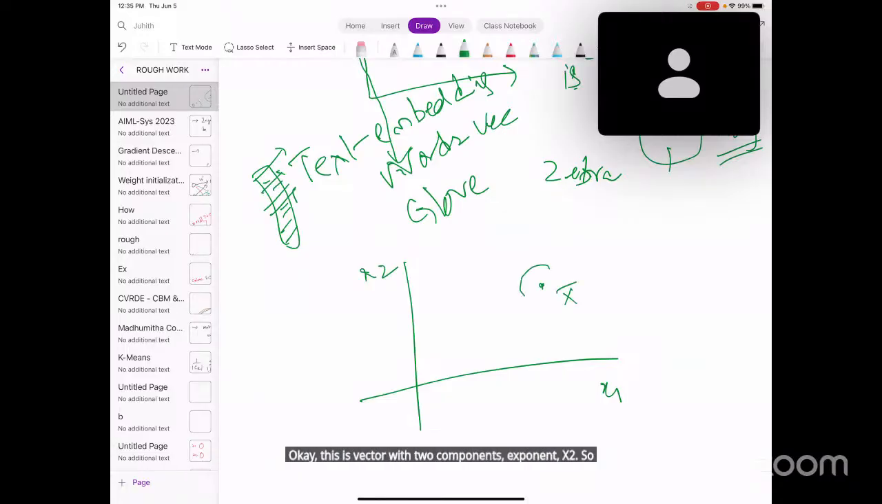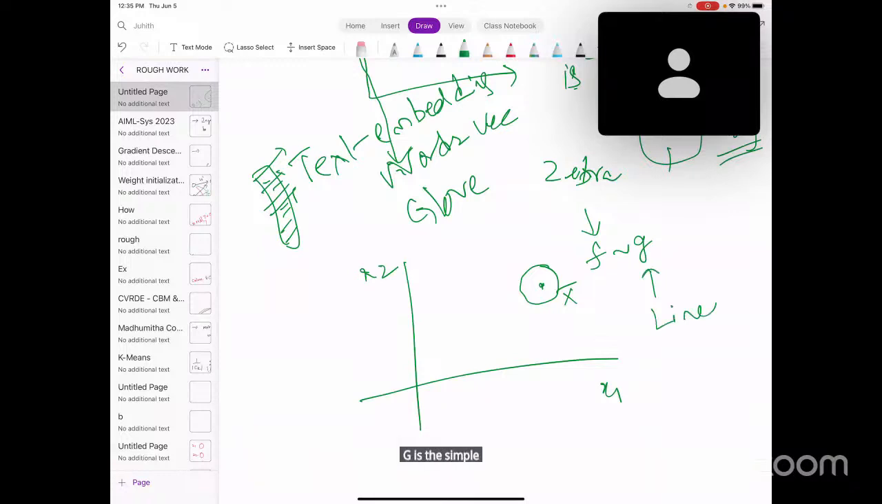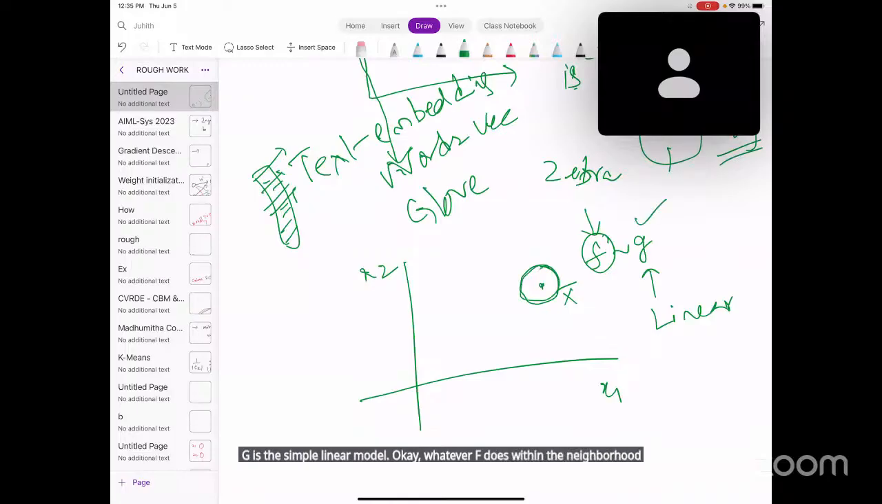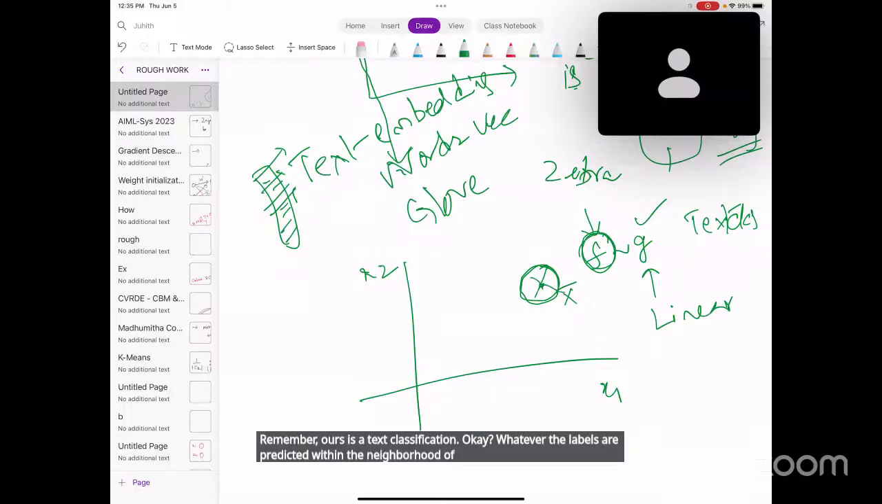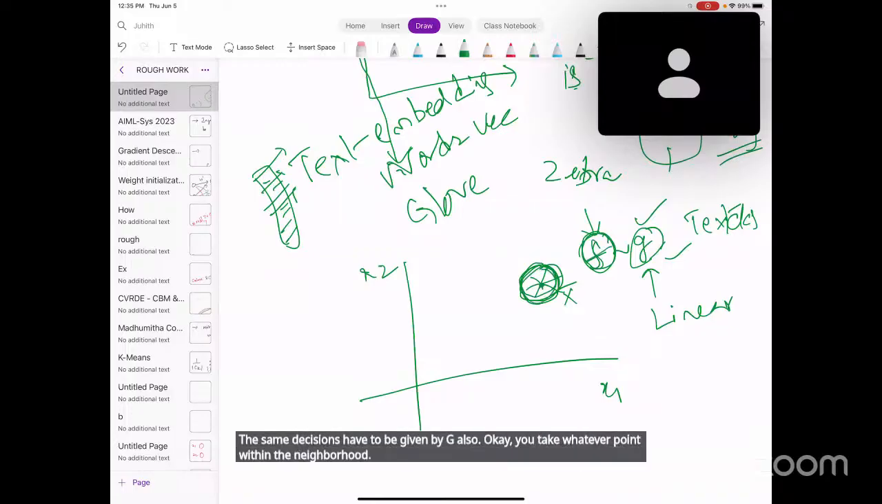So within this neighborhood, I want to approximate f with g. F is the black box model, g is the simple linear model. Whatever f does within the neighborhood, g also does the same thing. Remember, ours is a text classification. Whatever labels are predicted within the neighborhood of this point x, meaning all these points very close by to x, the same decisions have to be given by g also. You take whatever point within the neighborhood, whatever f predicts, g also should predict the same thing.